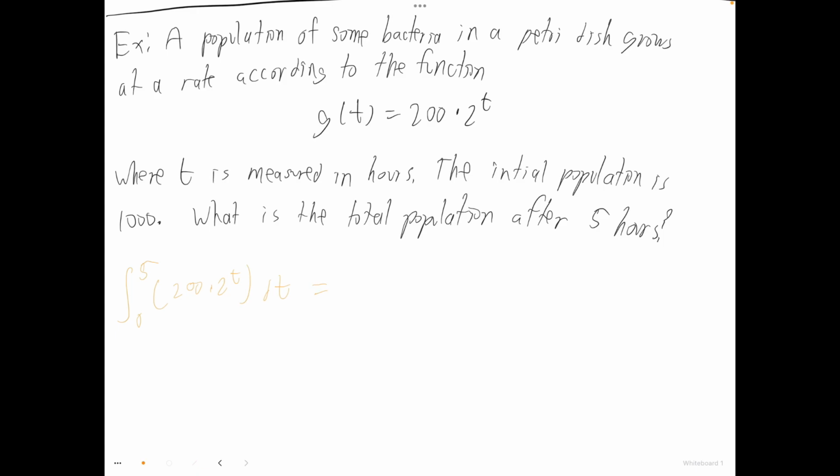And as a reminder, the antiderivative of 2 to the t is going to be 2 to the t divided by ln of 2. So this is going to give us 200 times 2 to the t divided by ln of 2, going from 0 to 5. And so we need to compute this number. So this is 200 times 2 to the 5th divided by ln of 2, minus 200 times 2 to the 0 divided by ln of 2.